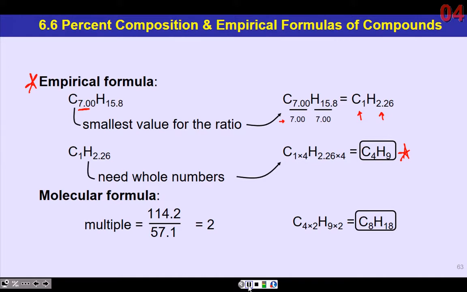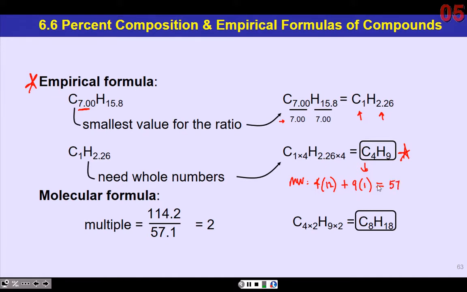Now, given the information previously that the molecular weight was 114.2 grams per mole, what we have to do is figure out whether this C4H9 is going to correspond to that or not. So what you do is you calculate the molecular weight of just this empirical formula, so 4 times carbon, which is essentially 12, and 9 of hydrogen, which is essentially 1. So if you take 48 plus 9, that should give you 57.